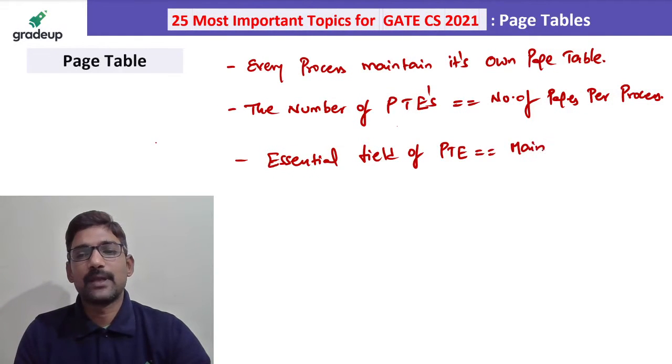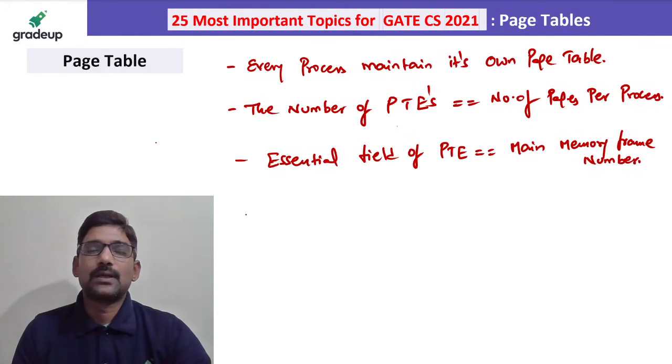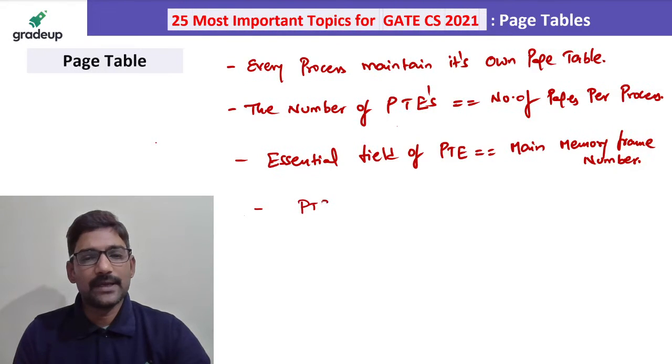Main memory frame number. Now other than main memory frame number, will there be any other fields in PTE, page table entry?